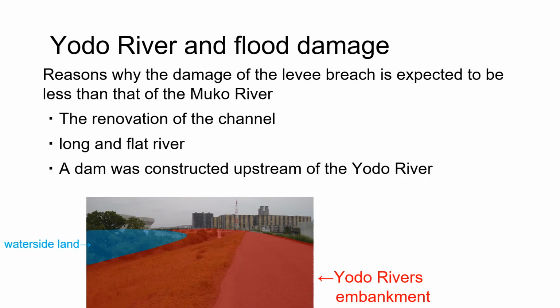The reason why the Yodo River has a lower risk of embankment breakage than the Muko River is that the Yodo River is a long and flat river, so there is less concern that the riverbank will be scraped by sediment from upstream. In addition, the flow control by the dam moderates the rise in water levels and prevents the river from becoming a raised-bed river by raising the embankment.